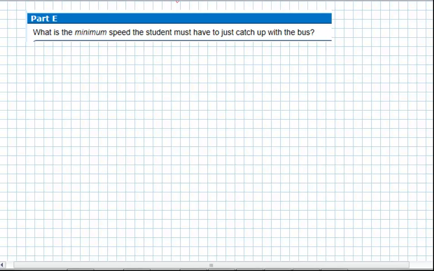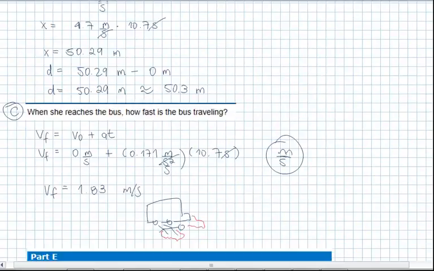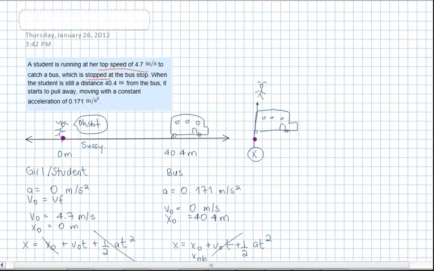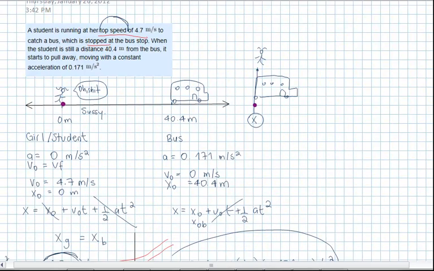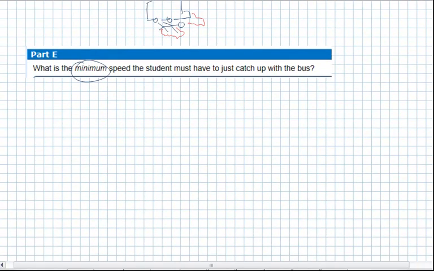Part E is asking, what is the minimum speed Susie must have to catch up with the bus? The keyword here is minimum, because we want to find what is the slowest that Susie can go and still catch the bus. But there is an oxymoron. We still want to know what is her slowest top speed.